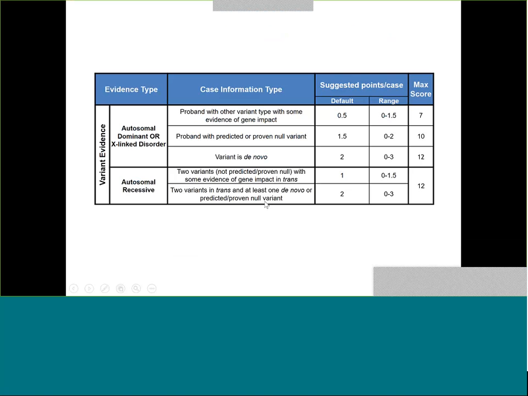All right. So just to start off with a quick review, of course, I know that many of you on the call have experience with gene curation. So just as a recap, this is the scoring that we use. This is in the SOP.